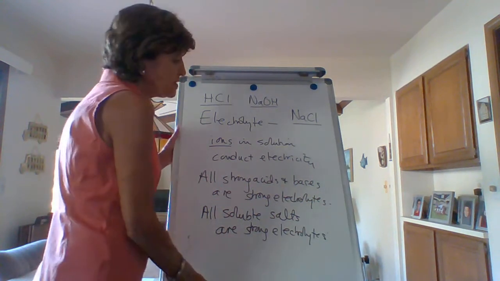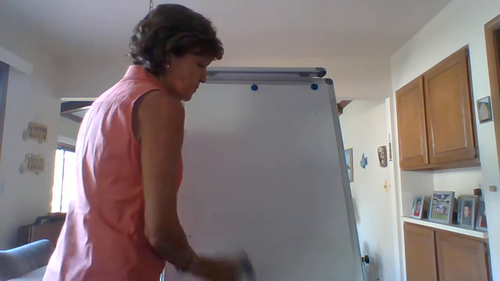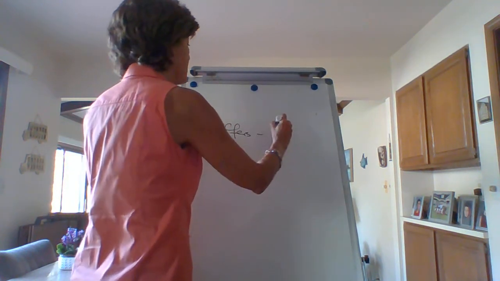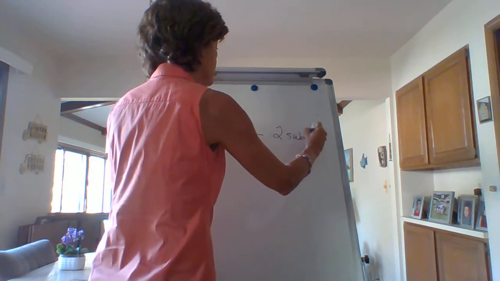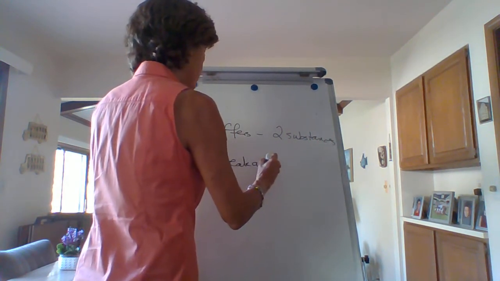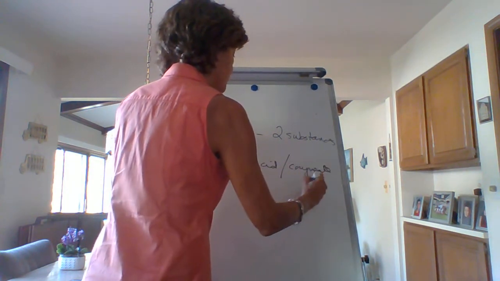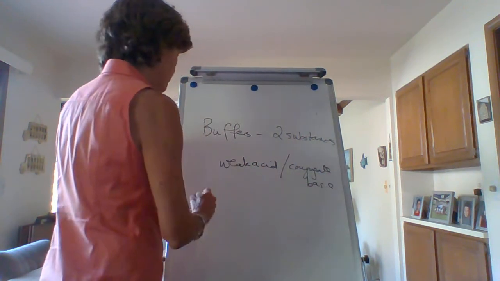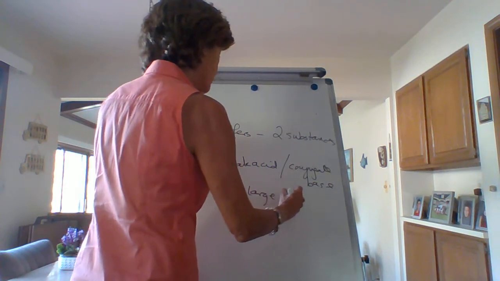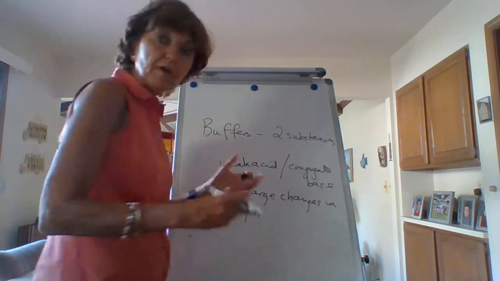Basically, a buffer is something that prevents dramatic change in pH. Buffers are usually made up of 2 substances. It's usually a weak acid and its conjugate base. And what is the purpose of a buffer? It prevents large changes in pH. Your blood is buffered.